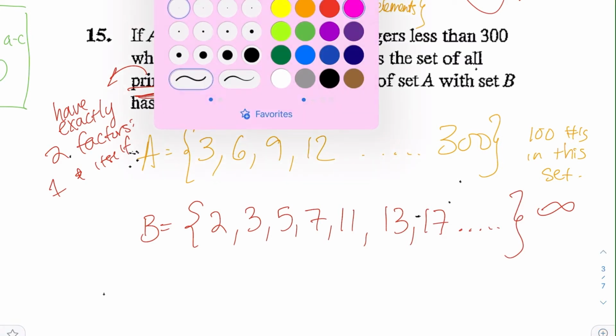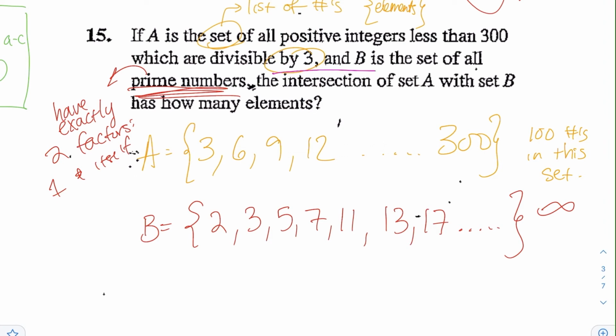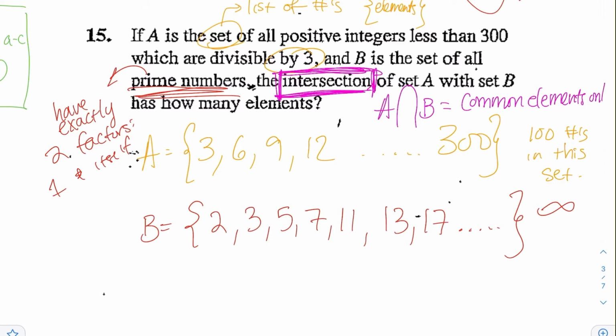Now, what you need to find is actually the intersection. And the intersection has a very specific meaning. So the intersection of A and B is symbolized by this upside down U. A intersect with B means common elements only. So the overlap. And fortunately, even though set B has an infinite number of numbers, because they're all prime, there's only one number that intersects.